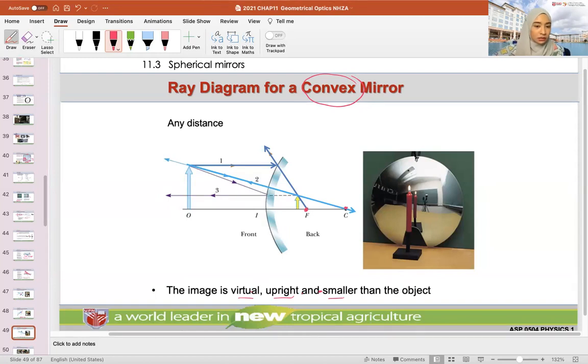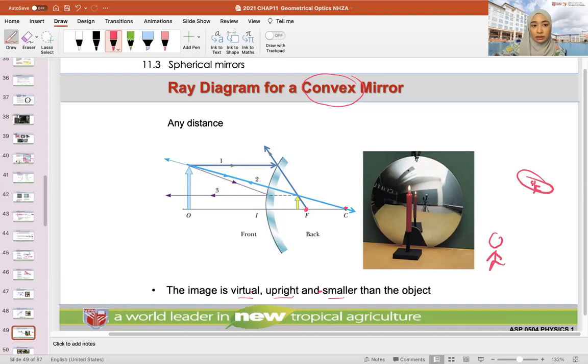If you can't remember this, remember cermin dekat 7-Eleven tu. Kan ada, kalau masuk dalam pintu 7-Eleven ada macam cermin kat atas tu kan. You always see yourself as like this little dude inside this mirror. That is your convex mirror. It is always virtual, always upright and always smaller. You're always going to see your little self inside that mirror in 7E. So that is your convex mirror, if you can't remember lah.